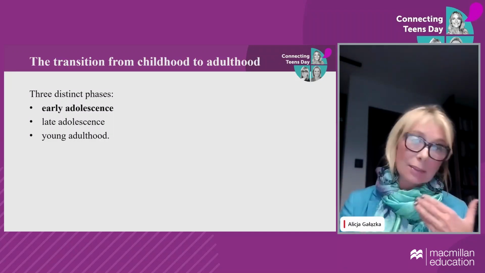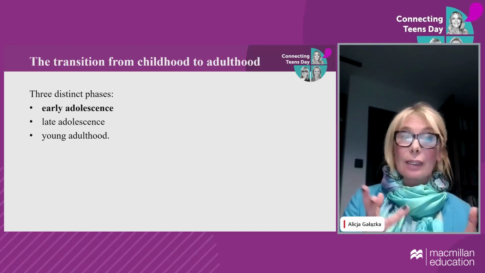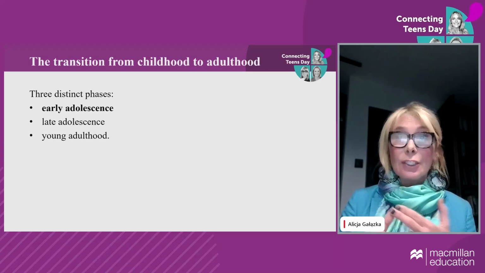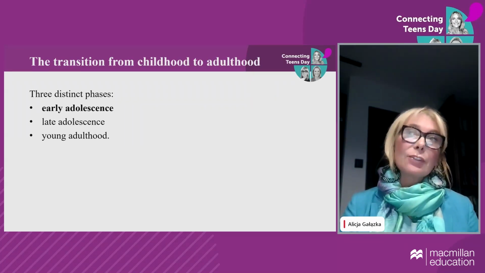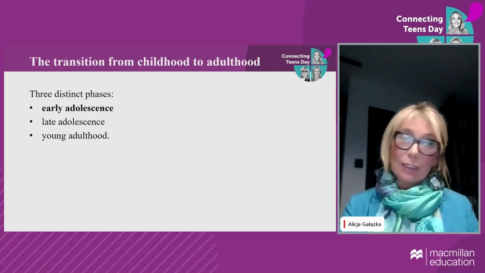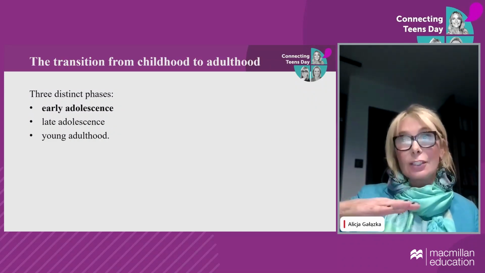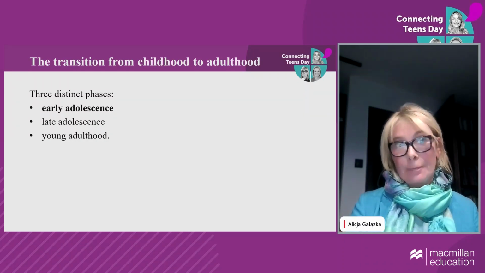It's worth knowing that when we consider the transition from childhood to adulthood, it's really essential to recognize that this process consists of 3 distinct phases. So we have early adolescence, late adolescence, and young adulthood. Each phase presents very unique developmental changes. So it's very beneficial for all of us teachers to comprehend these stages effectively, because then you can give better support to your students.